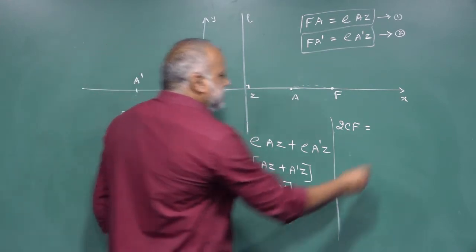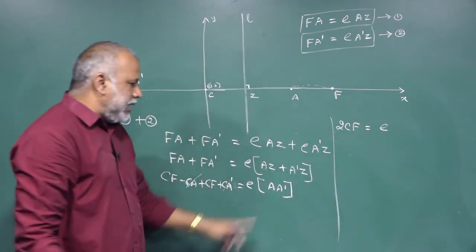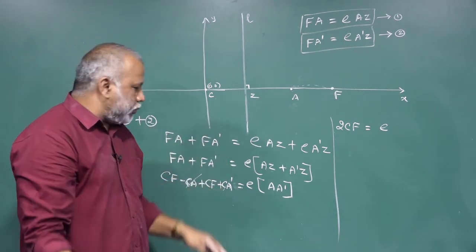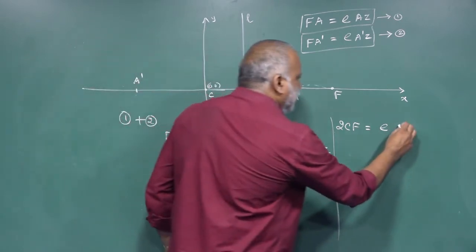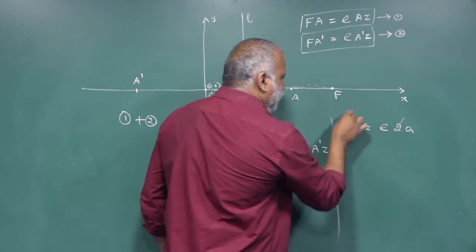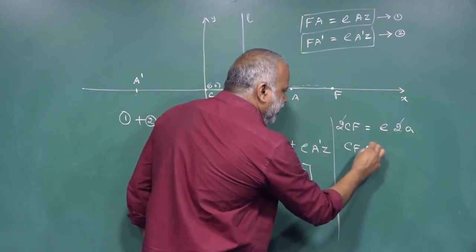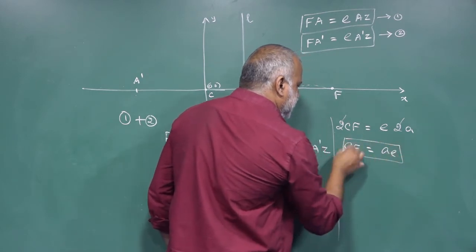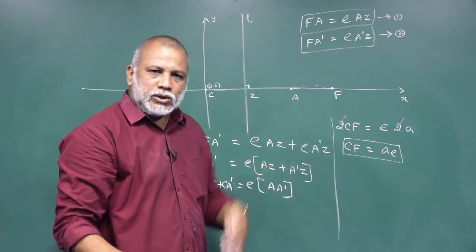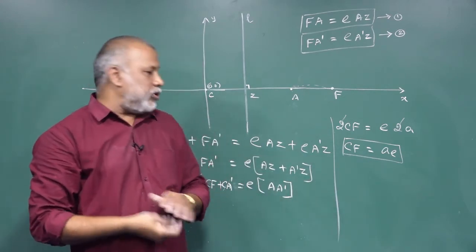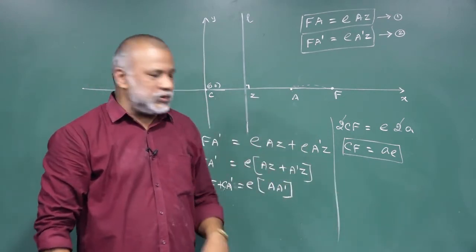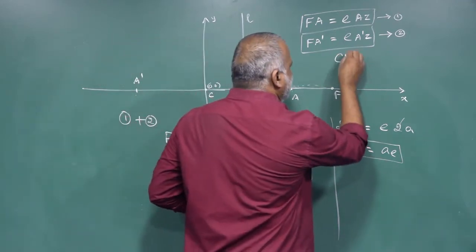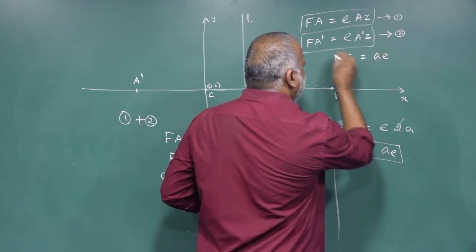See in your RHS, e is already a constant taken out. A dash equal to 2A. We already considered the distance A dash equal to 2A. Now see here, 2 will be removed. Therefore, we are getting the result CF equal to AE. This is one of the results we need for working out the standard equation of a hyperbola. The same result is in your ellipse also, CF equal to AE.